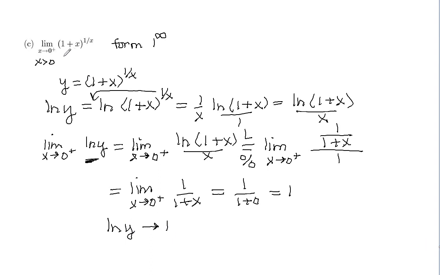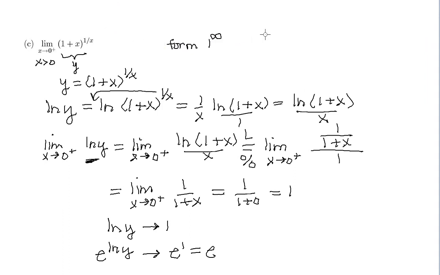Well, this is the expression for y, and we want to know what y is approaching. So you have to exponentiate on both sides. Then e to the natural log of y is going to approach e to the 1, which is e. So this limit here is going to be equal to e. That's your final answer. So don't forget to undo your logarithm by exponentiating. We took logs on both sides from here to here, so once we got our limit, we had to exponentiate on both sides to get our final answer.